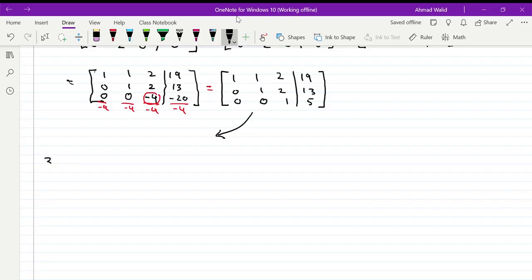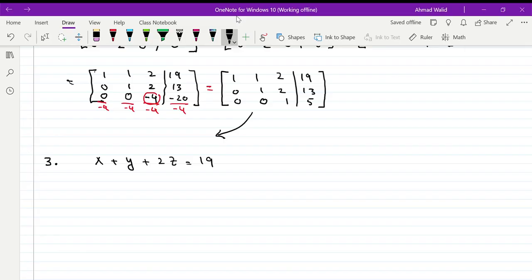Step 3. Write a new system of linear equations corresponding to the last matrix, which is the row echelon matrix. We already learned in part 1 of this video how to write a system of linear equations using a matrix. Look, in row 1, I have 1, 1, 2. The first one is the coefficient of x. It means I have x plus y plus 2z equal 19.